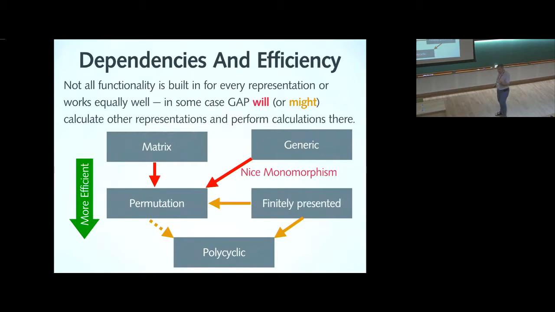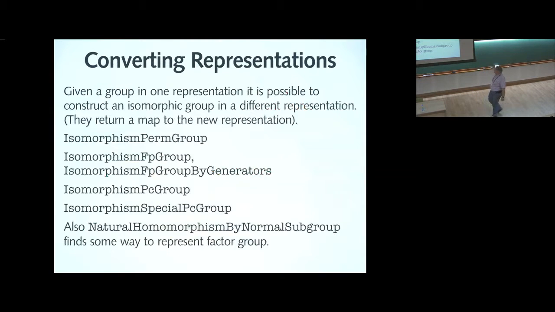But if you can give the group in different ways, the further down you can get on this scheme, the better your performance will be. How do you change this representation? If you have one representation and you want another one, there are a couple of commands which give you an isomorphism to that other representation.